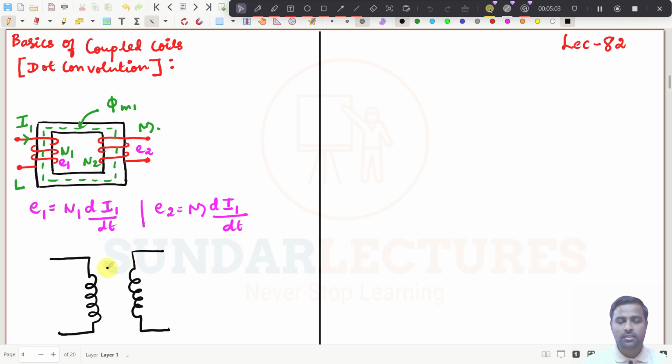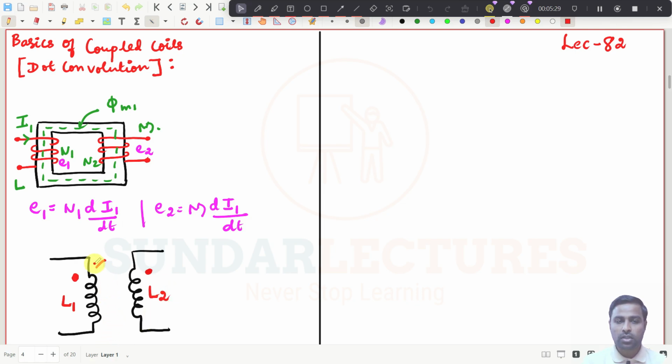See, the thing is, we are going to tell the dot convention now. For example, this is a dot and this is a dot. Take this coil, which will have self inductance L1. If I excite this coil also, then I will have an inductance L2. That is self inductance, right?